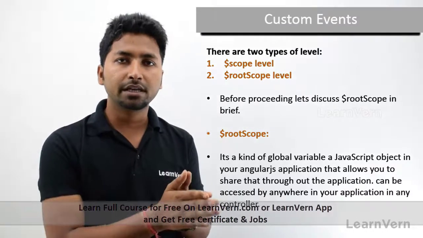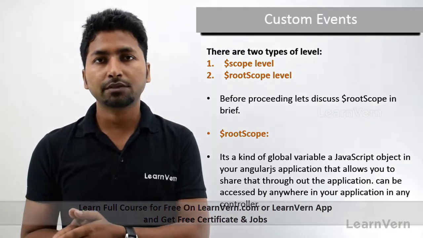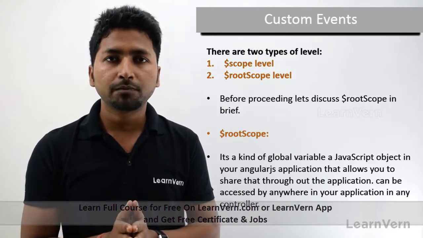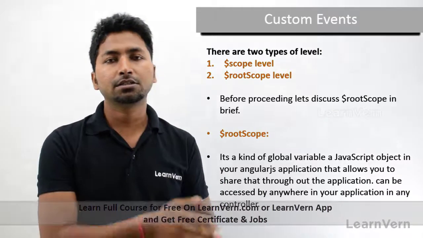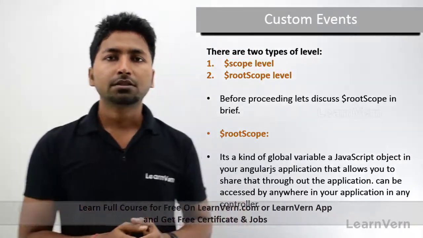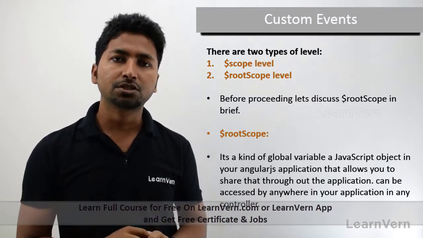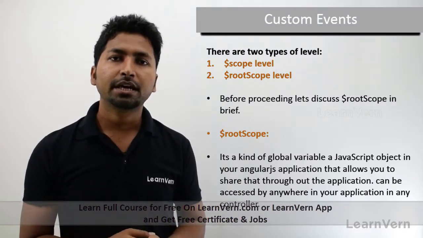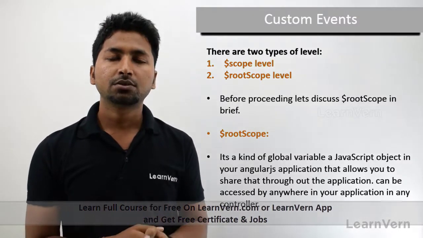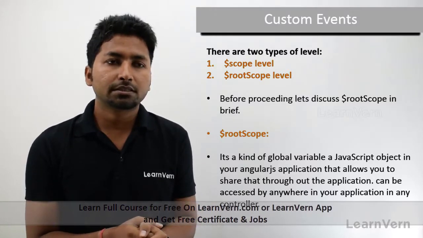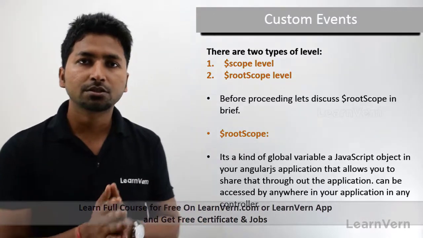Suppose I am in controller A and I want to access the variable of controller B. Then I will create some root scope variable, and I will use that variable in controller A as well as in controller B. In short, root scope is something whose life is throughout the application, which can be accessed anywhere and by any controller at any time. You could say that it's something like a global variable, accessible everywhere. So this is root scope.